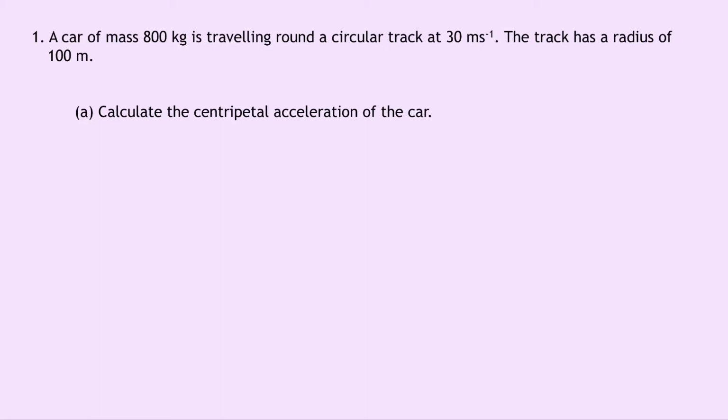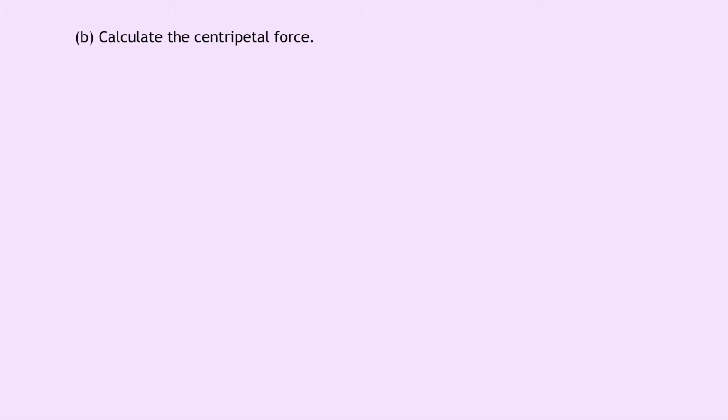So what we need to do is write down what we know from the question first. We're trying to find the centripetal acceleration a_r. We know the linear velocity is 30 meters per second and the radius of the track is 100 meters. So writing down our equation for centripetal acceleration, we have a_r equals v squared over r, and then substituting in our numbers, we have 30 squared divided by 100, which when you put into your calculator should give you 9 meters per second squared.